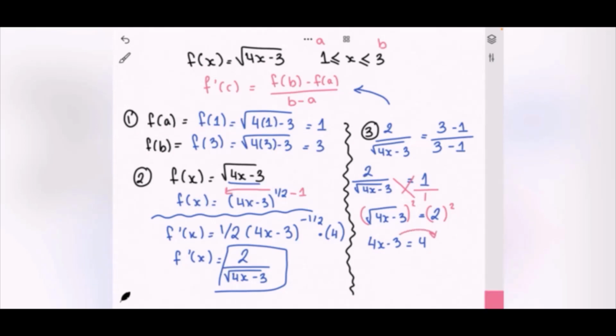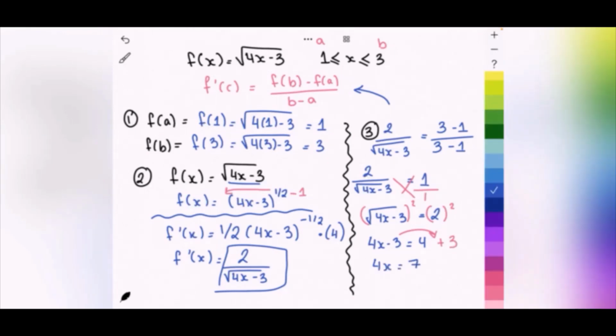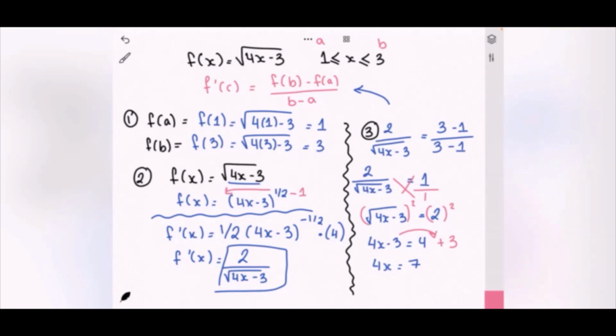We're going to move 3 to the other side. It's going to be plus 3, so 4x is equal to 7. To let x be alone, we're going to divide both sides by 4. So x is equal to 1.75. So c is equal to 1.75. We're going to check if 1.75 is between 1 and 3, and it is, so our answer is correct.